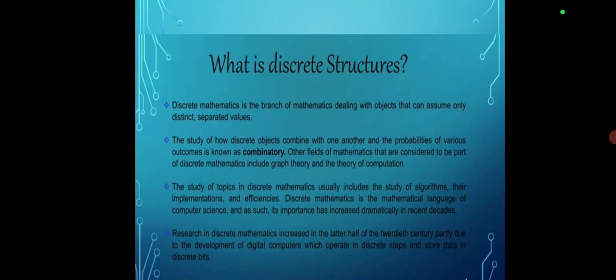How discrete objects combine with one another and the probability of various outcomes is known as combinatorics. Other fields of mathematics that are considered part of discrete mathematics include graph theory and theory of computation. The study of topics in discrete mathematics usually includes the study of algorithms, their implementation and efficiencies. Its importance has increased dramatically in recent decades, in the second half of the 20th century, partly due to the development of the digital computer, which operates in discrete steps and stores data in discrete bits.